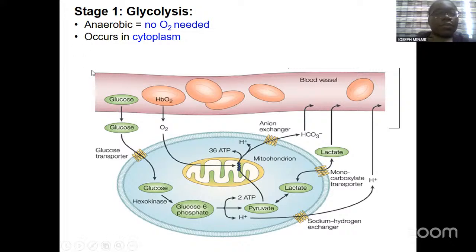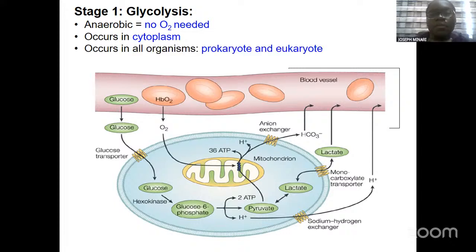Okay, so under stage one, we want to look at glycolysis, a process whereby glucose is broken down through a series of reactions to produce pyruvate, and then there's a concomitant release of ATP, and thereafter the ATP is also utilized by the organism.